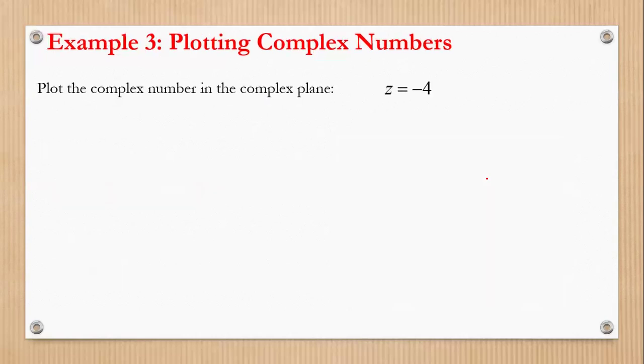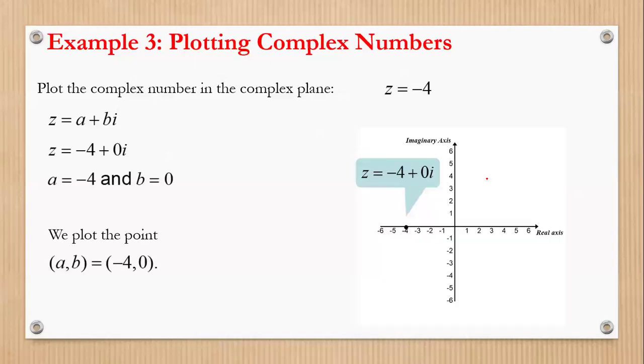And if we want to show this complex number, as you see, it does not include any i, it doesn't have any imaginary part. Which means b, the imaginary part, is 0, and -4 is a, or the real part. So a is -4, b is 0. So we have a point of (-4, 0). And for sure, the point is on the x-axis, or on the real axis.